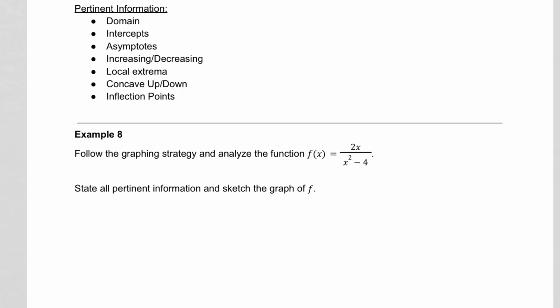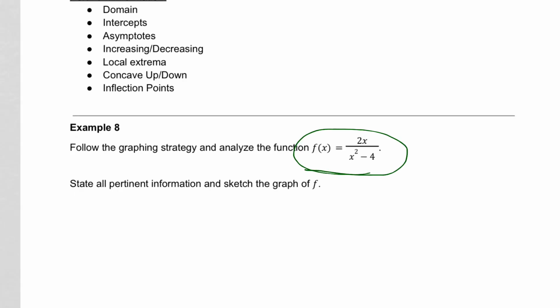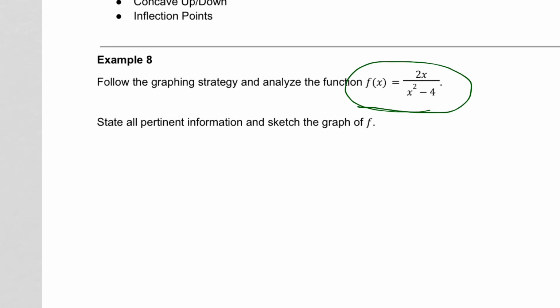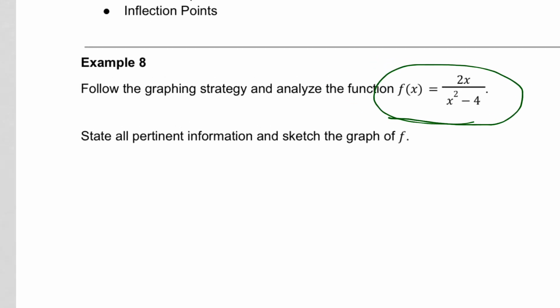In this video, I'm going to analyze the function f of x equals 2x divided by x squared minus 4. We're going to use that original function formula to identify the domain, whether there are any asymptotes, and the x and y intercepts.